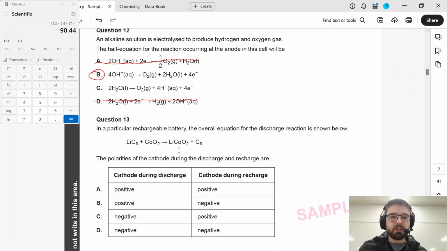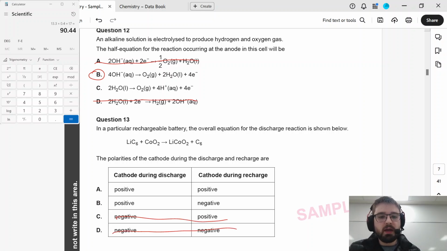In a particular rechargeable battery, the overall equation for the discharge is this below. The polarities of the cathode during the discharge and recharge are... So, that's got nothing to do with the actual battery itself. So cathode during discharge, that's a galvanic cell, so the cathode is positive. And a cathode during recharge is the opposite, so that's B.